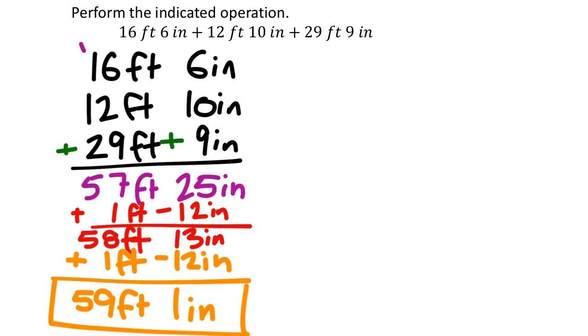The reason that I have minus 12 inches there and add 1 foot is because I'm converting 12 of these 25 inches into this 1 foot. So I have to take those 12 inches away and carry it into the feet, just like we would with regular addition, but now the units have changed. So yes, it is the same as 57 feet, 25 inches.